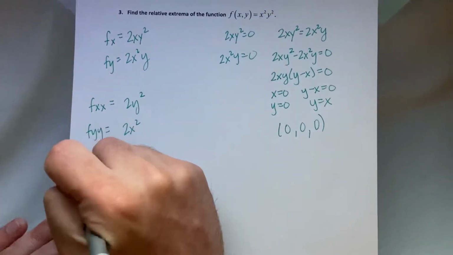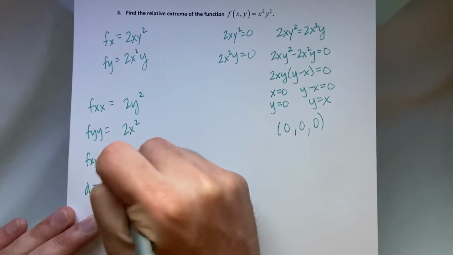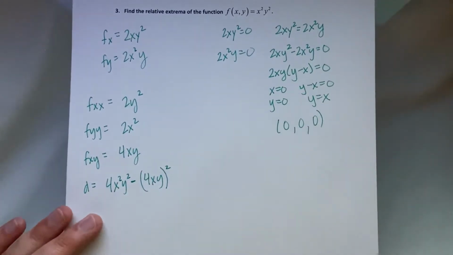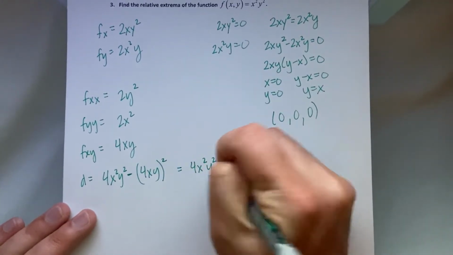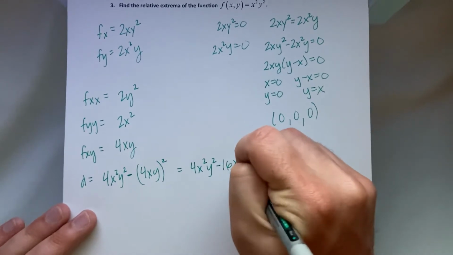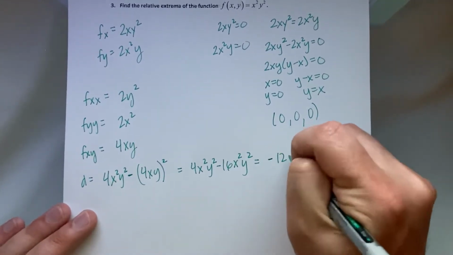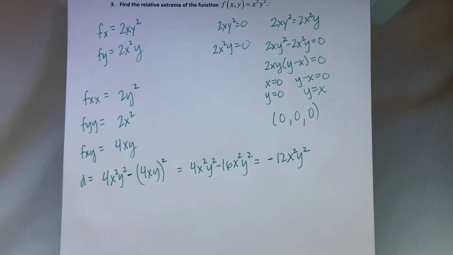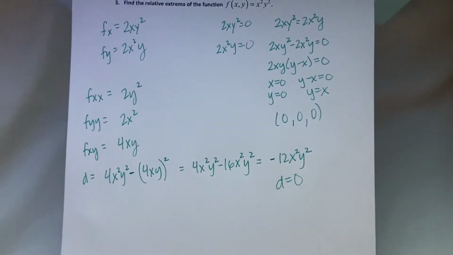So again, d is the first two multiplied together, so that's 4x squared y squared minus that 4xy quantity squared, which in this case is 4x squared y squared minus 16x squared y squared. 4 of something minus 16 of that same thing is negative 12x squared y squared. And we're checking at the point 0, 0. When we plug in 0 here, we get the d equation is equal to 0, this determining equation.